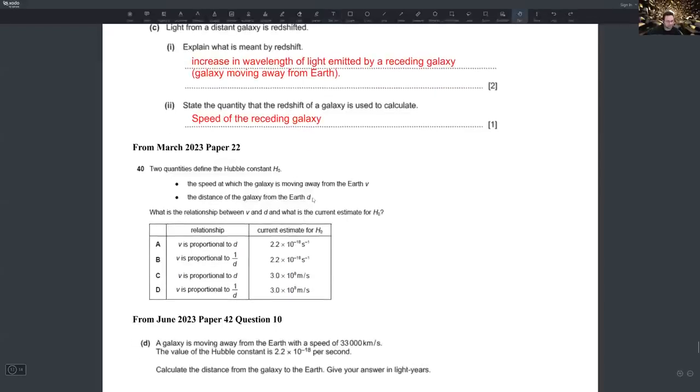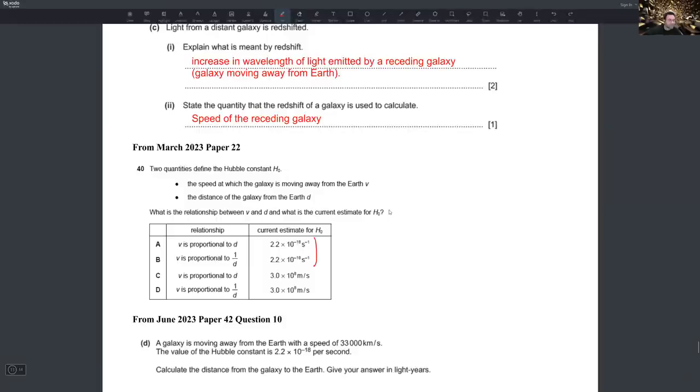Okay, next. A bit of memorization now. Two quantities define the Hubble constant, the speed at which the galaxy is moving away from Earth and the distance from the Earth. What is the relationship between V and D? And what is the current estimate for H0? Indeed. The current estimate we must memorize is 2.2 times 10 power negative 18, so it's either A or B.